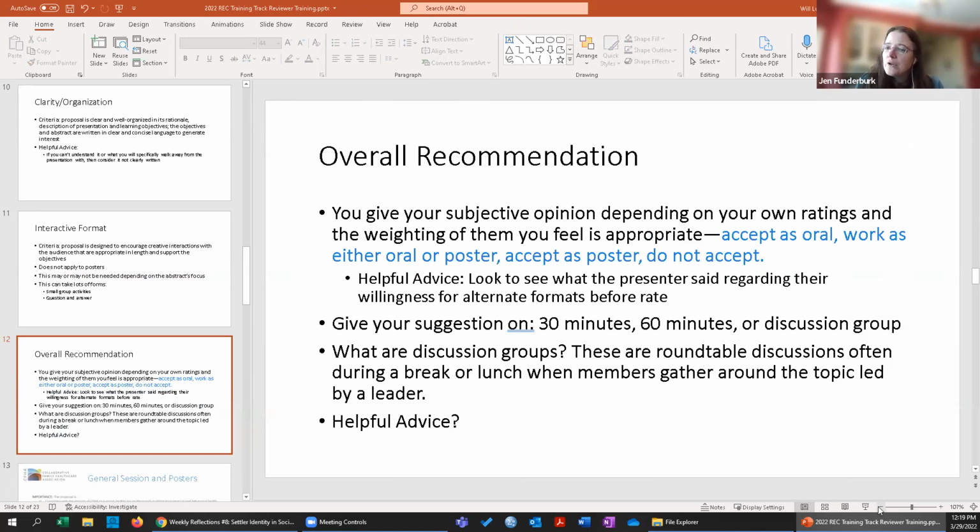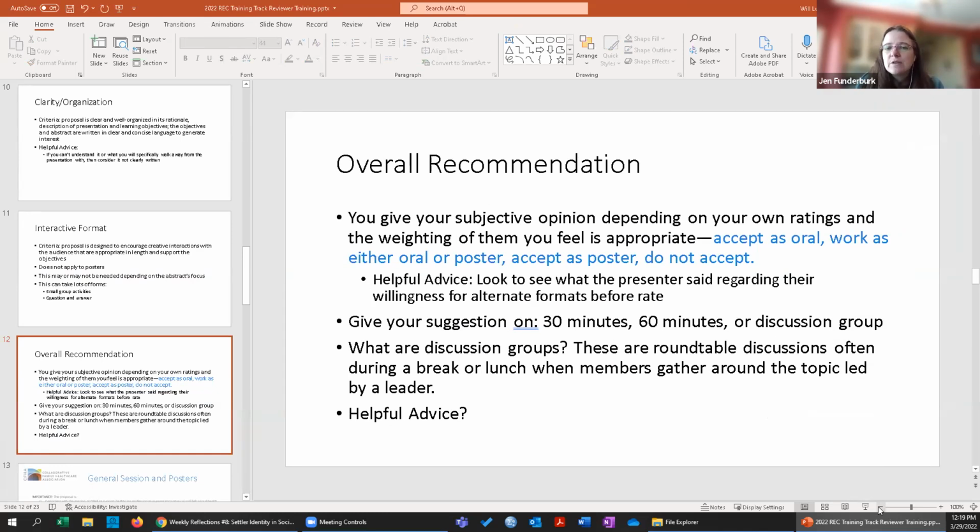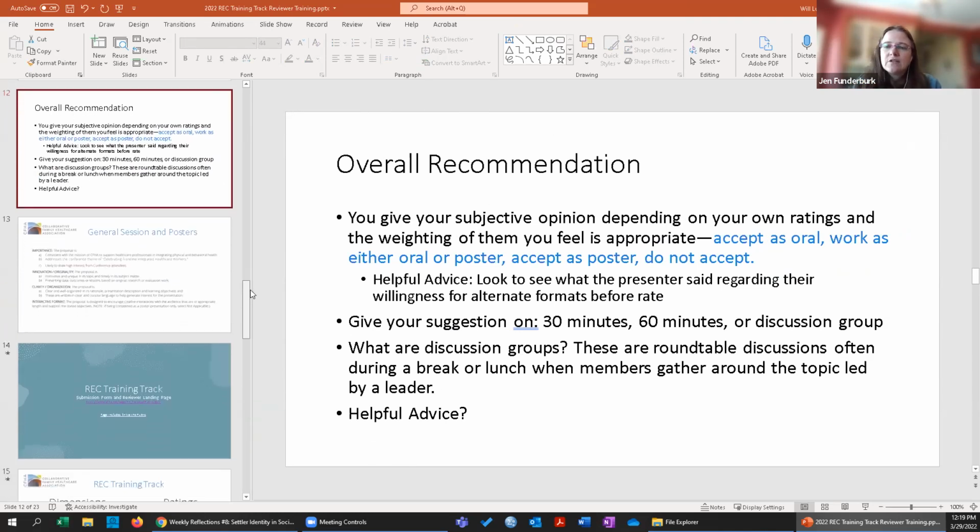Helpful advice: before you make this recommendation, please look to see what the presenter actually said that they were willing to do. Presenters get to say whether they're willing to do a poster or an alternate format. So make sure you look at that as you consider your options. You do get to give us suggestions on 30, 60, or discussion group.